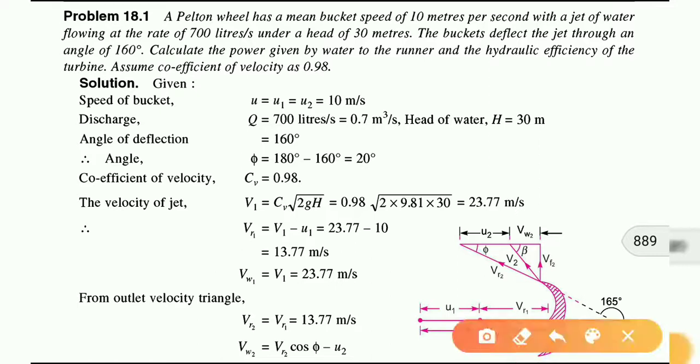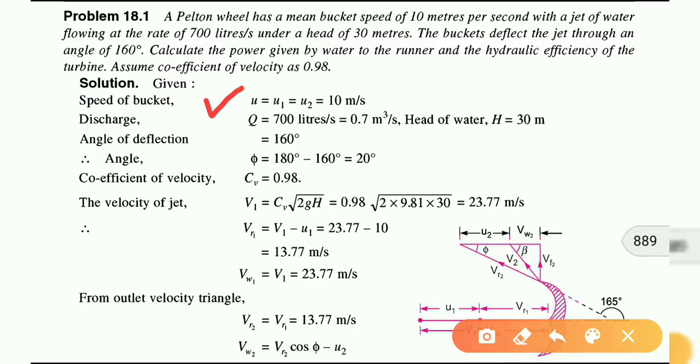Now we will see one by one what is given in the problem and what is asked to find out. The first thing given is the mean bucket speed, which is equal to 10 meter per second. Mean bucket speed means the speed of the buckets or runners at the inlet and at the outlet is equal and is equal to 10 meter per second. Hence we can write this as u is equal to u1 is equal to u2. u1 is the mean bucket speed at the inlet, where the free jet of water strikes, and u2 is the mean bucket speed at the outlet, at the outlet tip of this bucket.